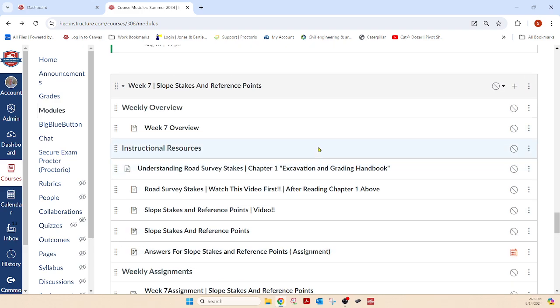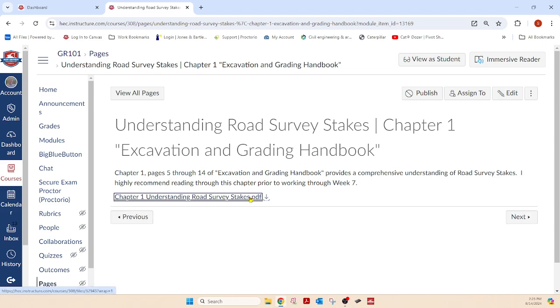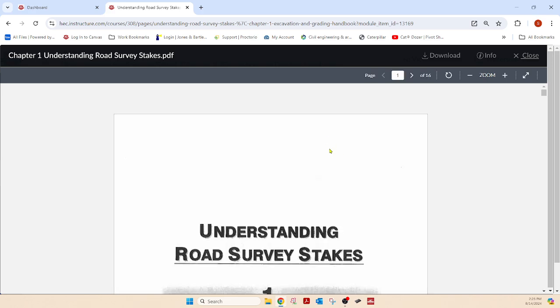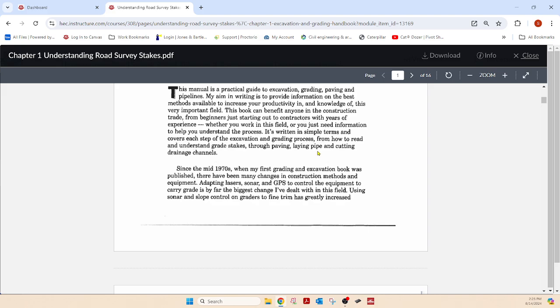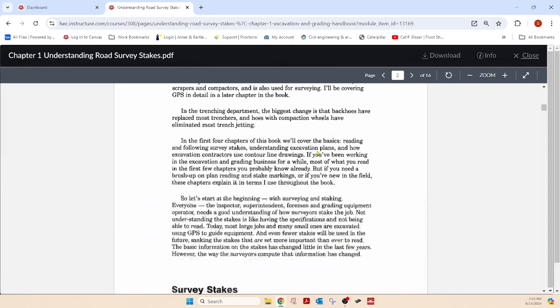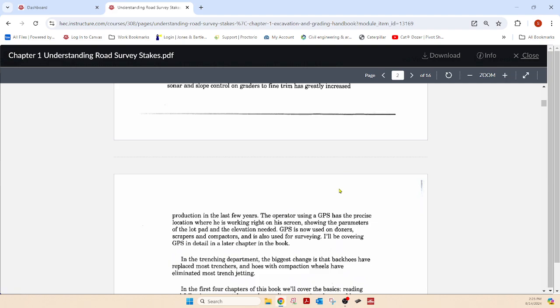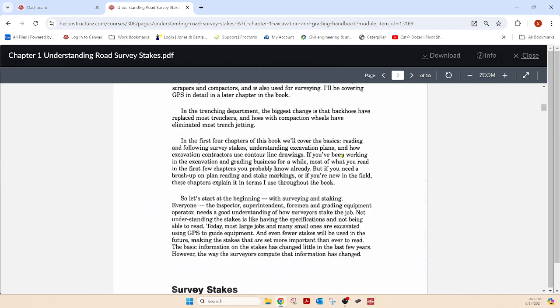So where is my reading material, survey? Chapter 7. This is what I want, I believe. It'll take a second to get this loaded, and we'll go from there. This is chapter 1 in grading and excavation. I'm going through this, you feel free to go through it. I was just looking for a statement in here somewhere for the trenching department.